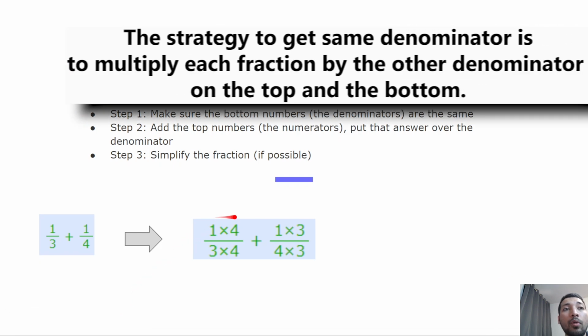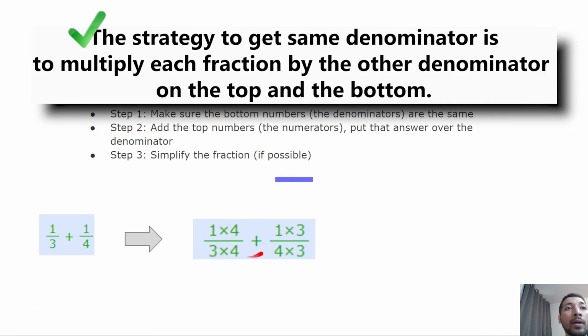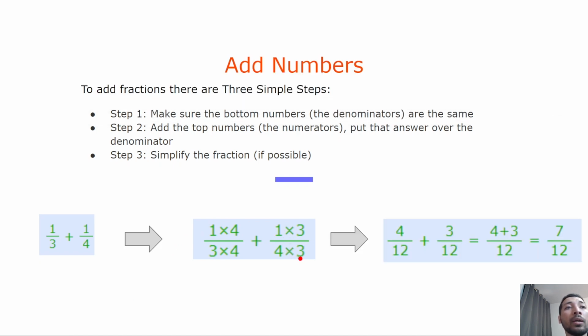We have 1 times 4 over 3 times 4 plus 1 times 3 over 4 times 3, which simplifies to 4 over 12, because 1 times 4 is 4, 3 times 4 is 12, and 1 times 3 is 3, and 4 times 3 is 12. Now add these two fractions together by having the same denominator. So 4 plus 3 over 12. Add the numerator, that is 7 over 12. So this fraction is not simplifiable anymore. So this is our answer.